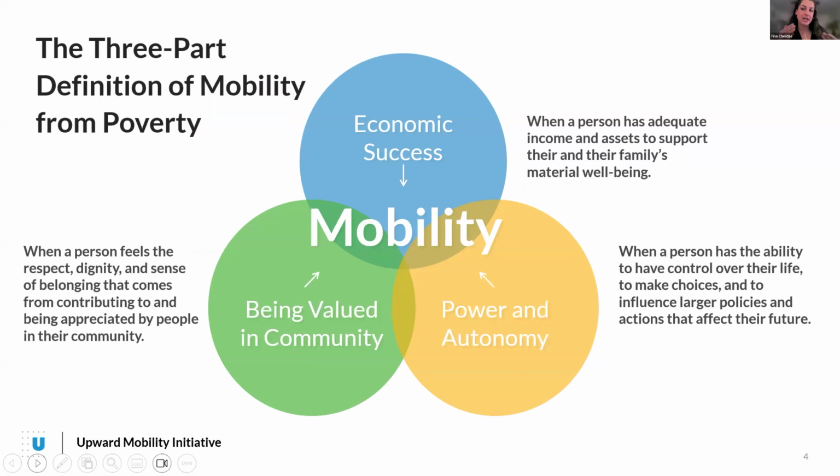In order to move out of poverty and then stay out of poverty, people also needed to feel that they had power and autonomy in their lives, which is the ability to make choices and influence actions that affect their future. And they had to feel valued in their community, feel like they could contribute to it. This broader conception of mobility, which we refer to as the three-part definition, is what drives all of our work here. Now with that context, let's talk about how we developed the upward mobility framework itself.